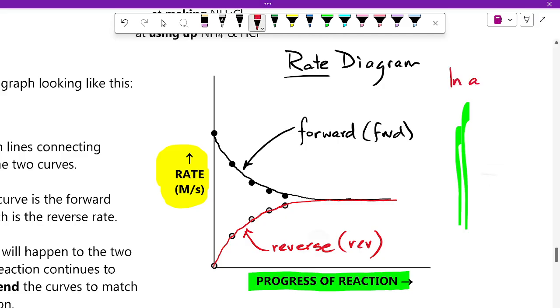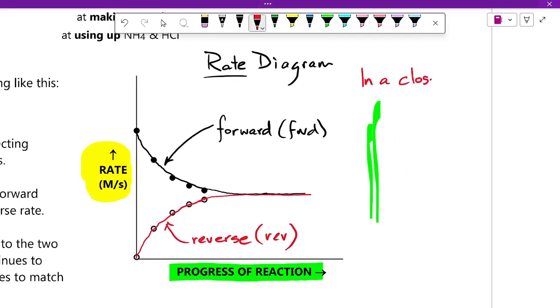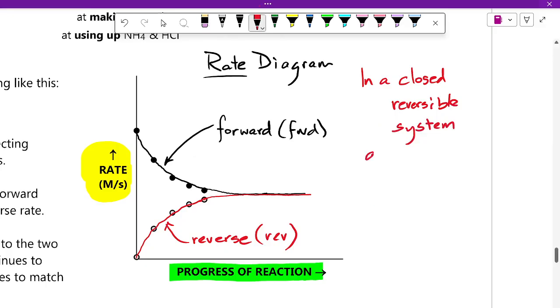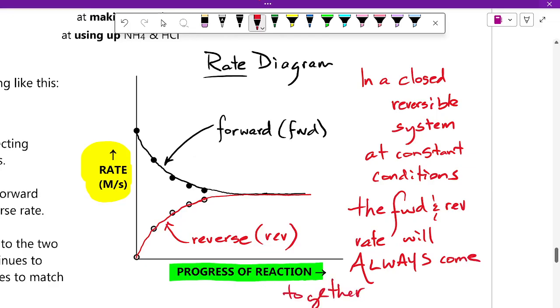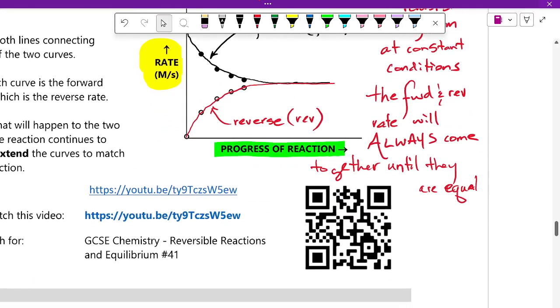In a closed reversible system, at constant conditions, the forward and the reverse rate will always come together until they are equal. Okie dokie?